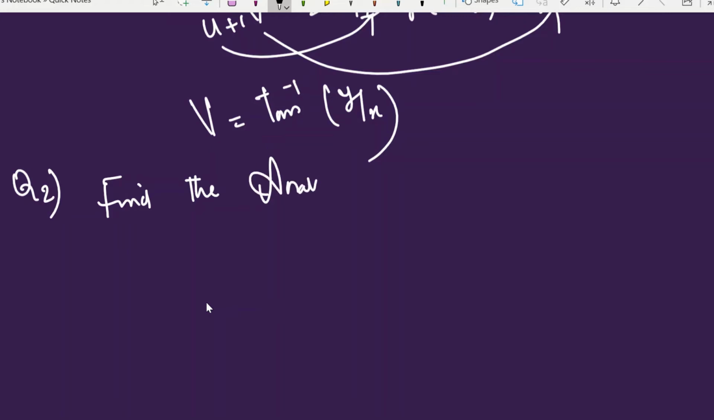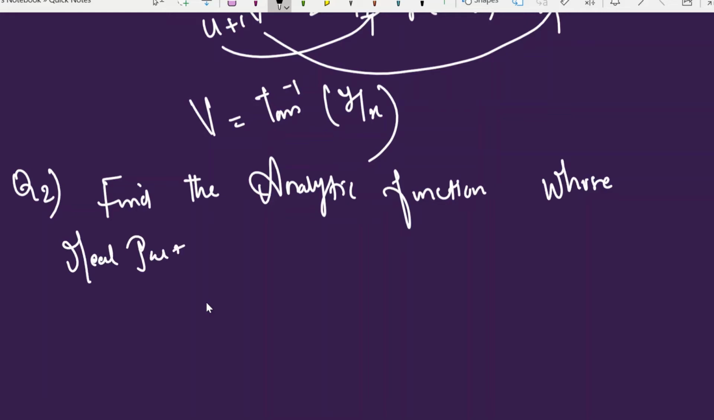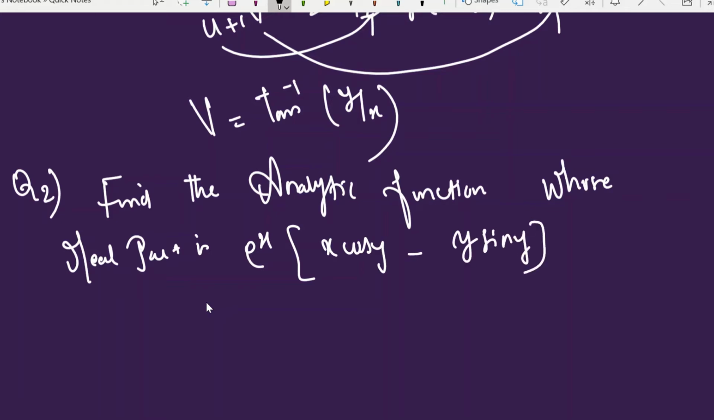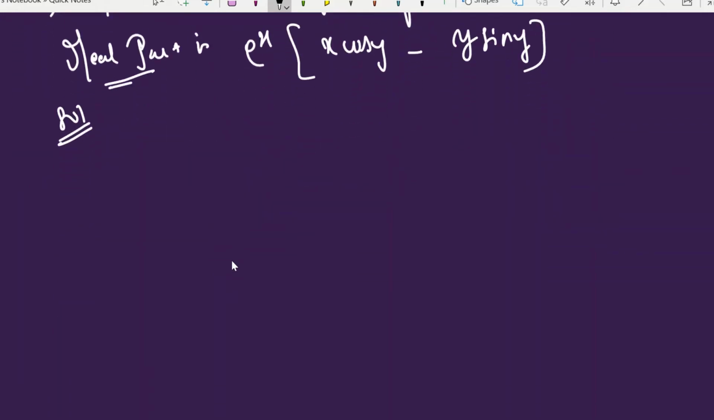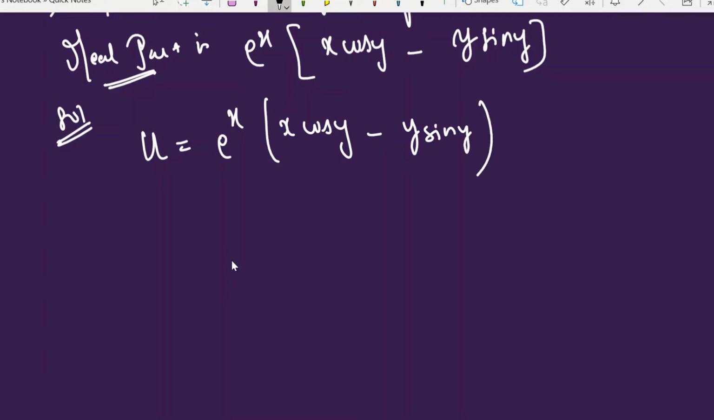Find the analytic function whose real part is e power x (cos y minus y sin y). Clearly they have mentioned it is the real part. U equals e power x (cos y minus y sin y). So we have to find the analytic function only.